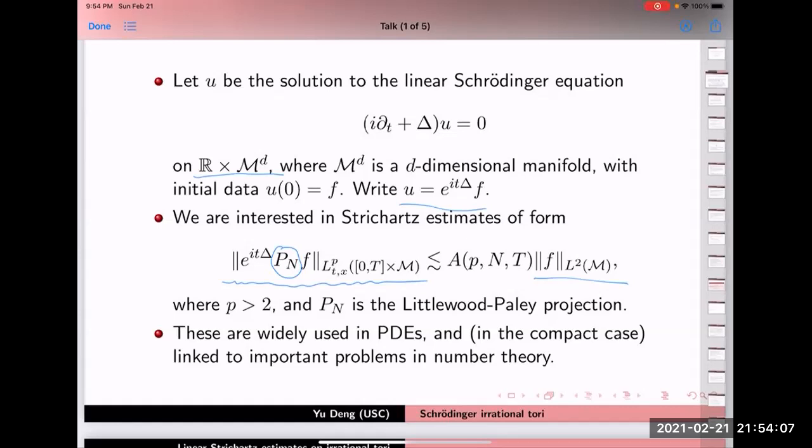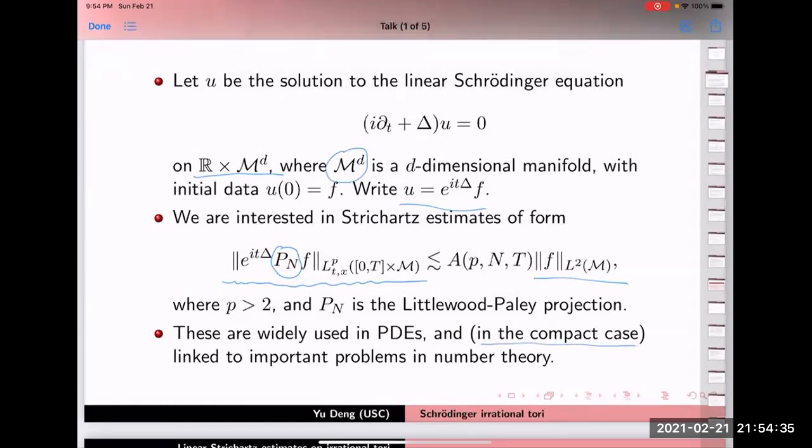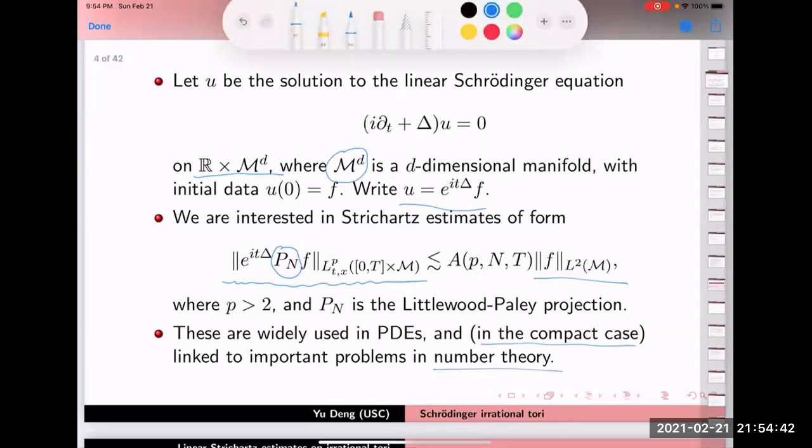Of course, you can expect that this should have wide application in PDEs, especially nonlinear Schrodinger equations, where some of the basic estimates rely on these Strichartz estimates. For example, the so-called X^{s,b} theory also has a close connection with the Strichartz estimates. And as you'll see later, if M is a compact manifold, then such Strichartz inequalities are also closely linked to important problems in number theory.